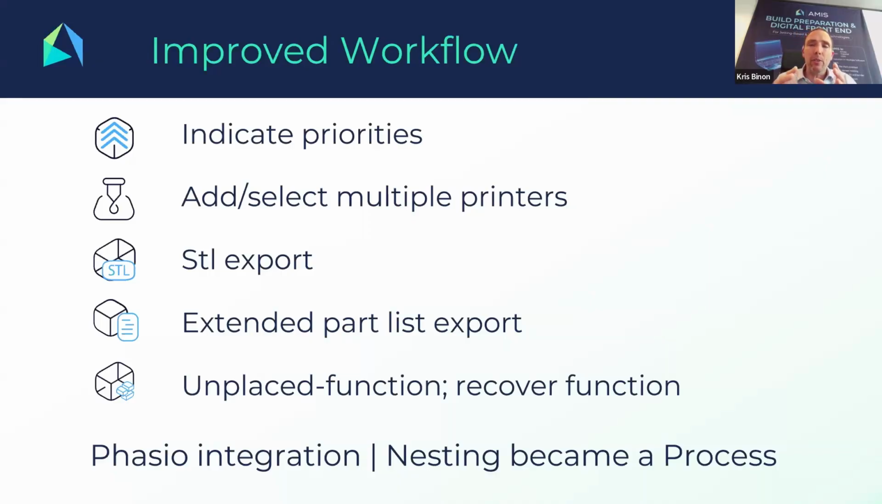So as soon as you nest a batch, you save it as a 3MF and you reopen it in Phasio. Phasio will automatically calculate which parts are in, and so can deduct automatically which parts still have to be printed if it was more than a full batch. And that really makes a difference with your whole workflow. It's really speeding that up significantly, dramatically, I was going to say, but let's keep it at significantly.